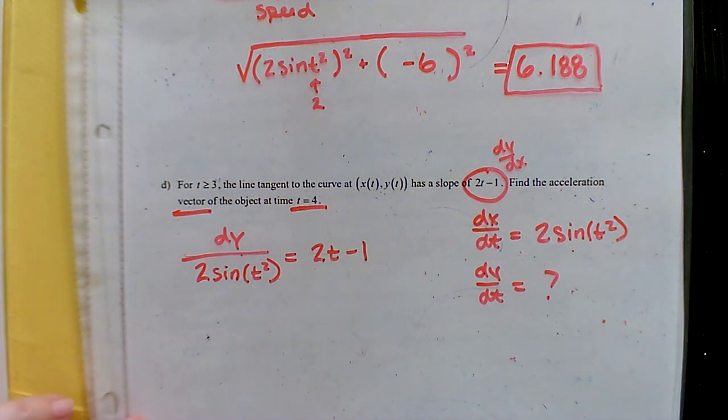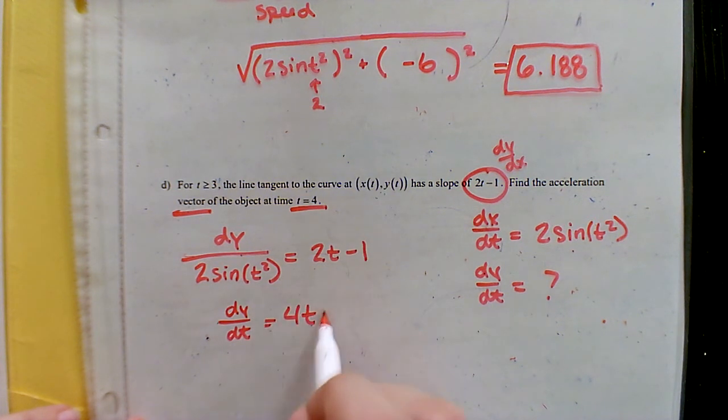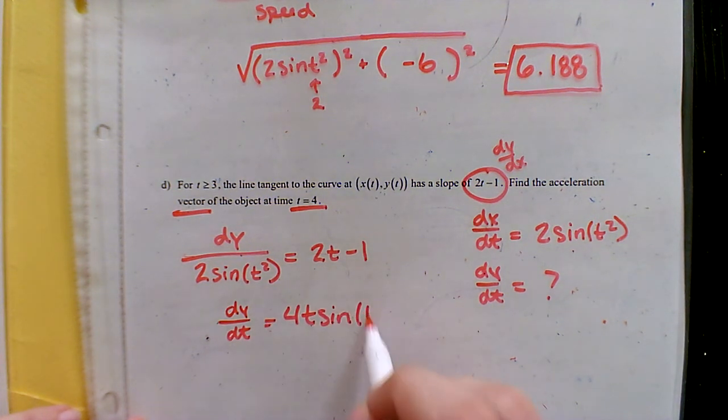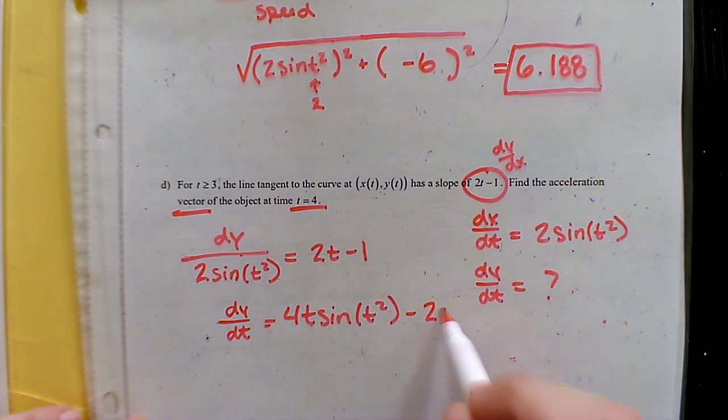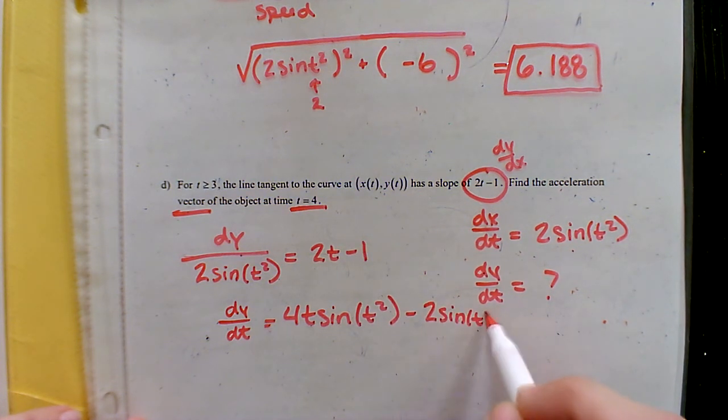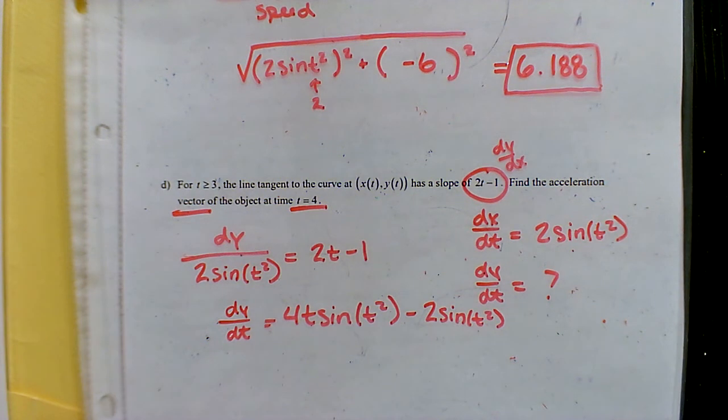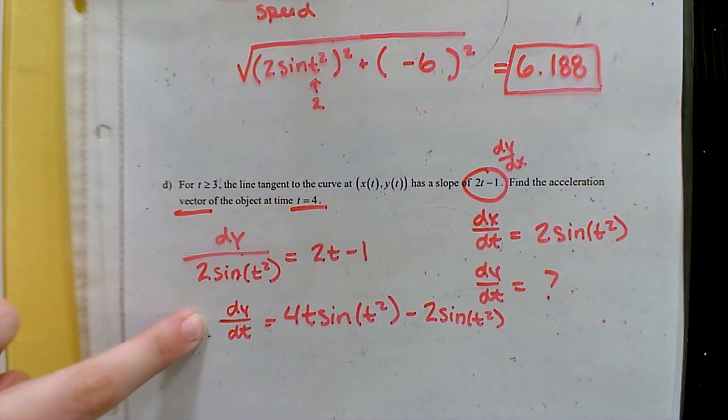So if we multiply over that denominator, we'll get 4t sine of 2t squared minus 2 sine of t squared. I just distributed it in. So 2t times that and -1 times that. So there's your y derivative, or dy over dt.